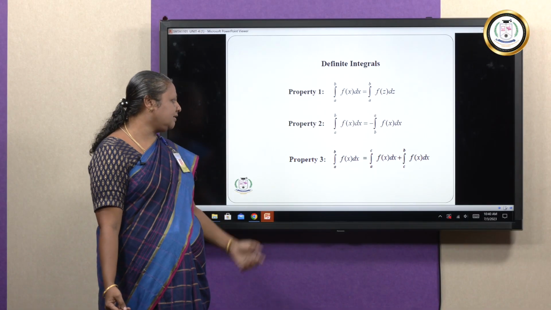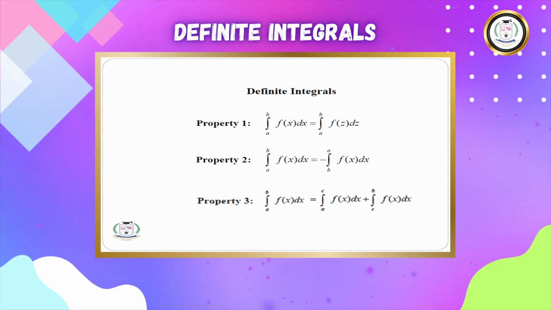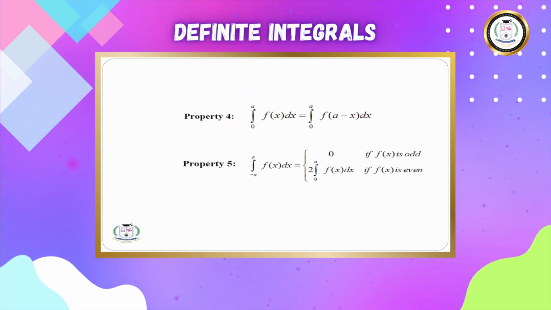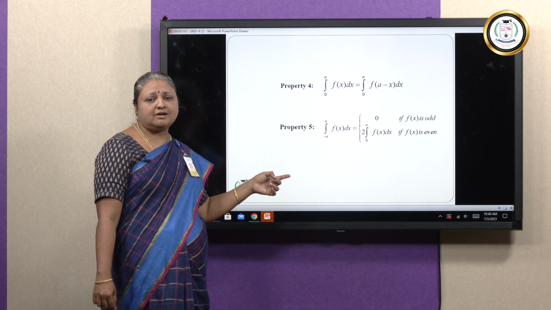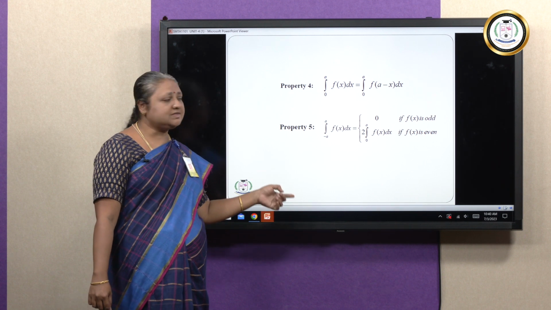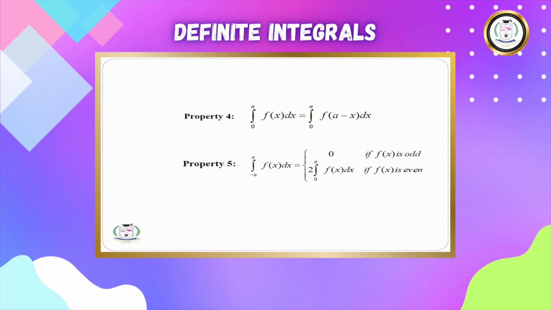The next property, property number 3: integral a to b f of x dx, you can write it as integral a to c f of x dx plus integral c to b f of x dx. The fourth property states integral 0 to a f of x dx is equal to integral 0 to a f of a minus x dx, which is a shifting property, and this is very useful in doing our integral problems.